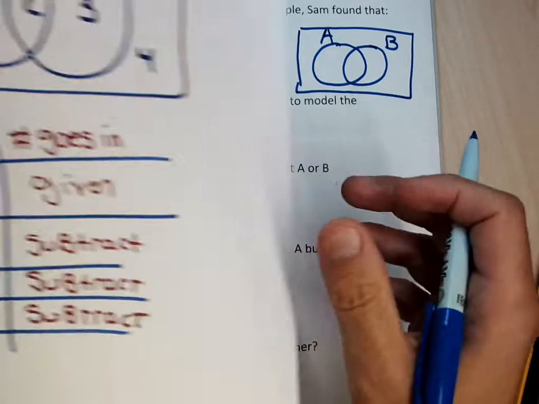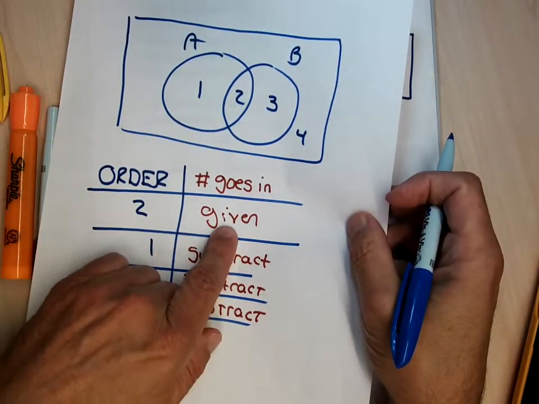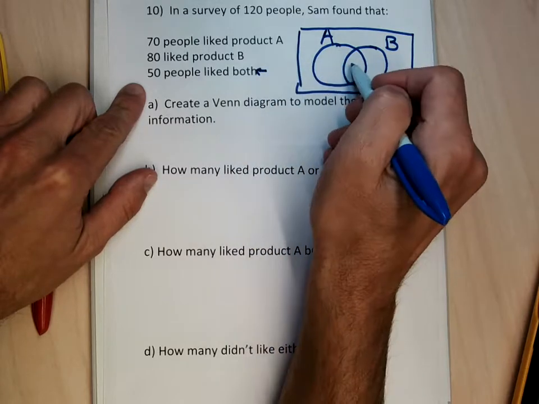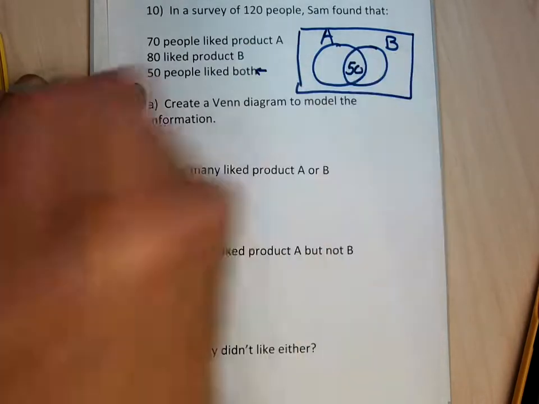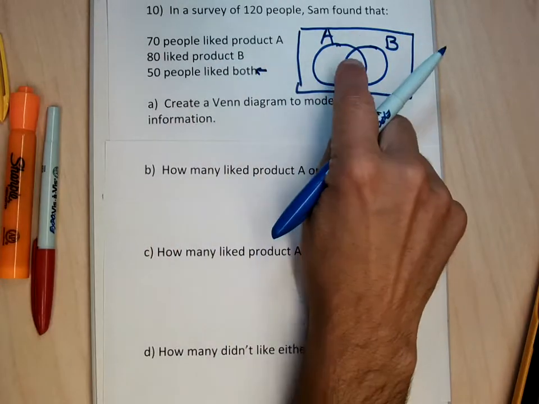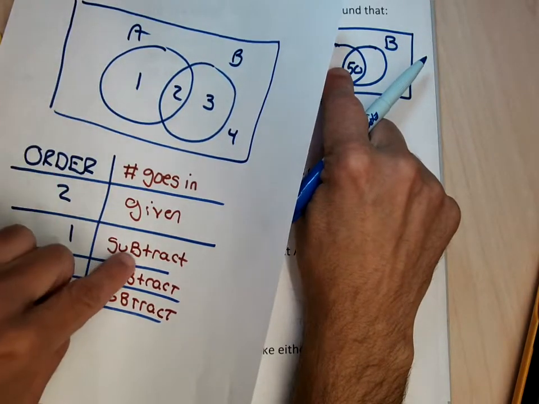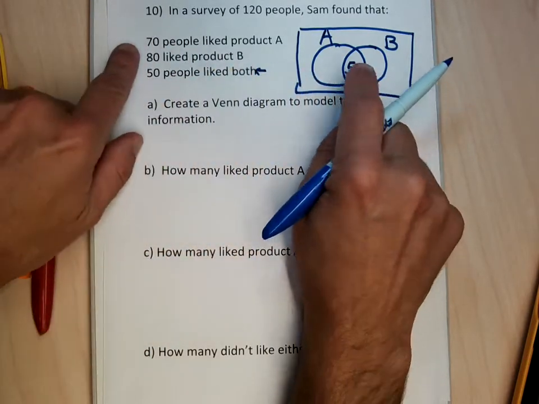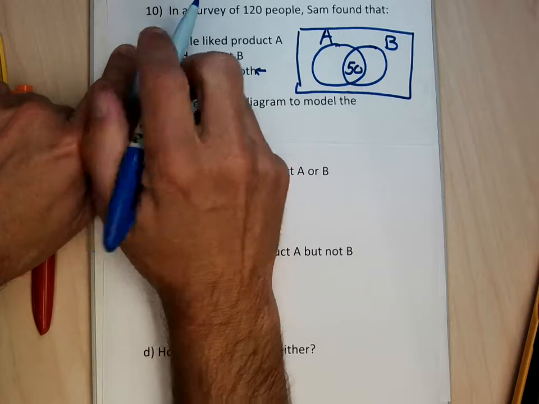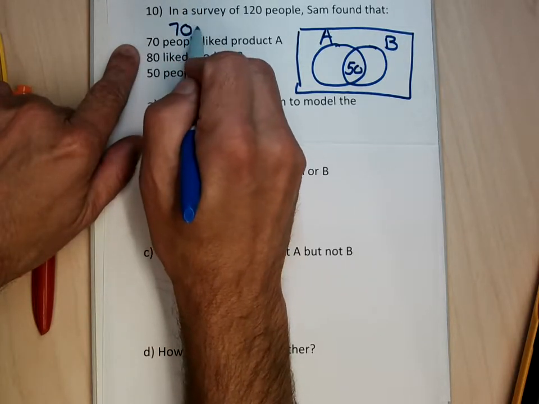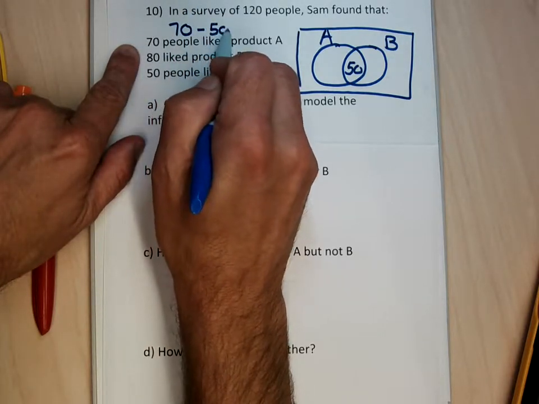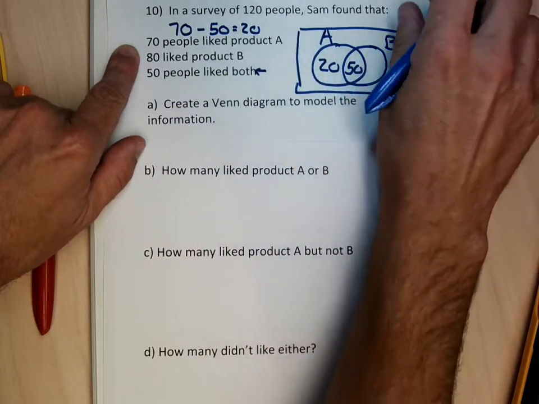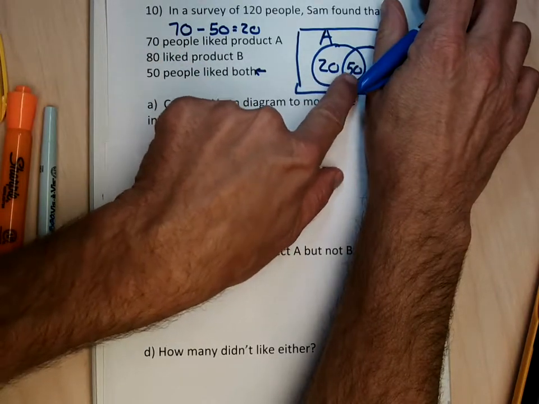I start off by filling in region 2, which is from a given number. The given number is the number that liked both. So region 2 is going to have that 50. Next I'm going to do is region 1, and I have to subtract. The number I'm going to subtract is the number that's already in that circle. For region A, I'm going to refer to this 70. I'm going to take the 70 people that liked product A, subtract the 50 that liked both, and that will give me a 20. And if I look at the A circle now, there's 70, 20 plus 50.